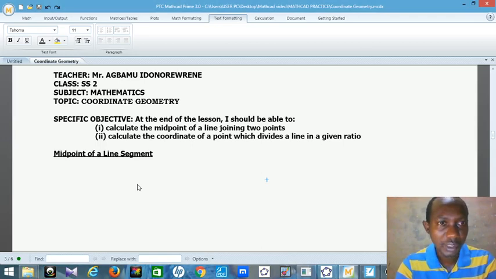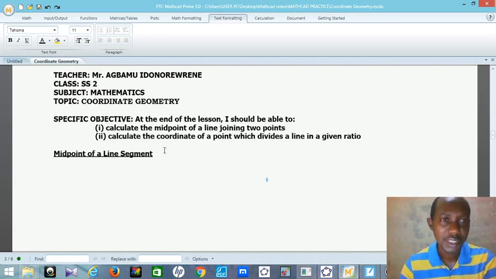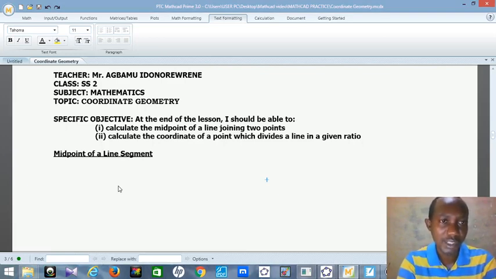Now, last class we looked at distance between 2 points. And if you recall from the last class, for you to get the distance between 2 points, you need to know the coordinate of the 2 points. And in our last class, I used A and B as the labeling of the 2 points. So the first point has coordinate x1, y1, and the second point has coordinate x2, y2.